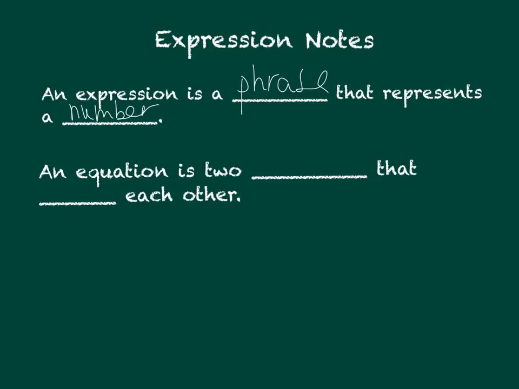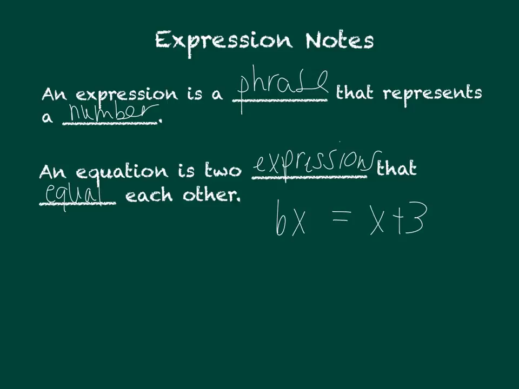Then we have an equation is two expressions that equal each other. So this is kind of going back to that first video that we watched on equations and expressions. An example of this is, say we have the expression 6x and we have the expression x plus 3. Once we set those equal to each other, that is now an equation.